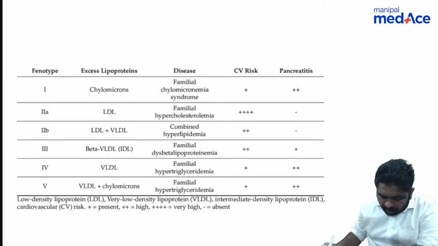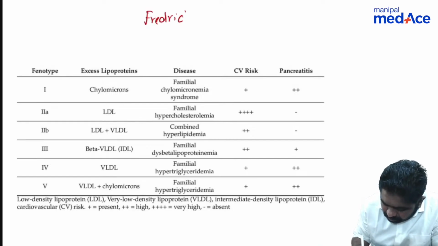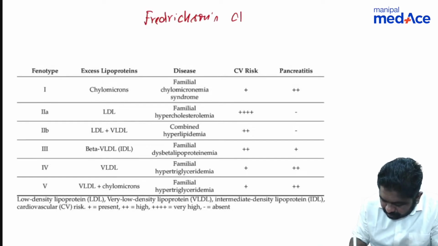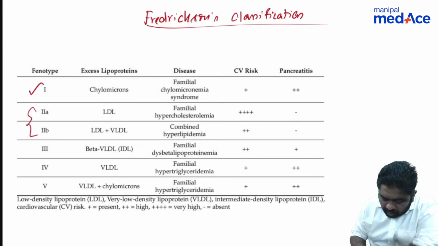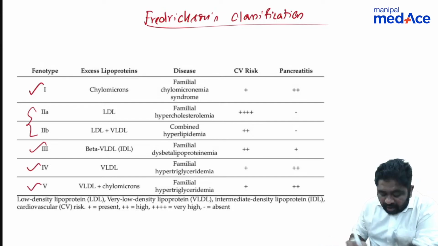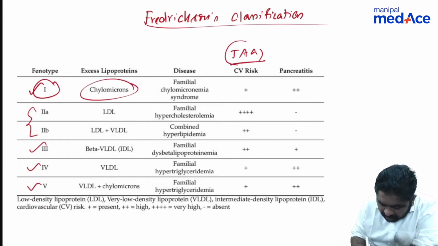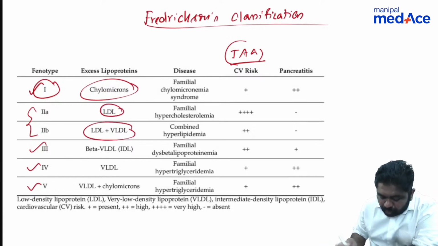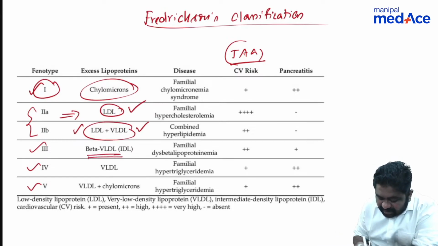Now, here you are seeing the phenotypes. In case of Fredrickson's classification, we have type 1, type 2, type 3, type 4, and type 5. Now, type 1 is focusing on triacylglycerols through the chylomicron pathway. Type 2 can actually have two types, type 2A and type 2B. In case of 2A, it is purely LDL. In case of 2B, it is LDL plus VLDL. In case of type 3, it is beta VLDL or IDL.